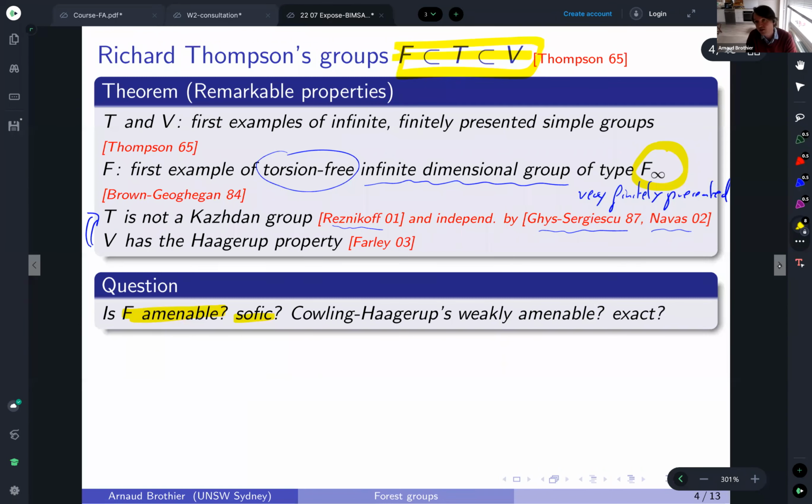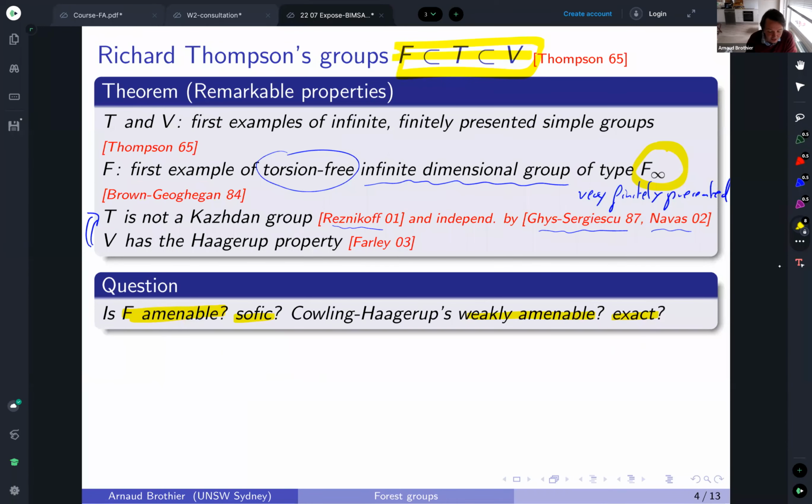Well, you could tell me some people think that everything is sofic, but in the meantime, it's always difficult to prove that something is sofic. So, okay, makes sense. But it's not even known if it is weakly amenable in the sense of Cowling and Haagerup. And even more surprising, it's not even known if it is exact. So exactness is really a strong weakening of being amenable. Okay. So this is not known.